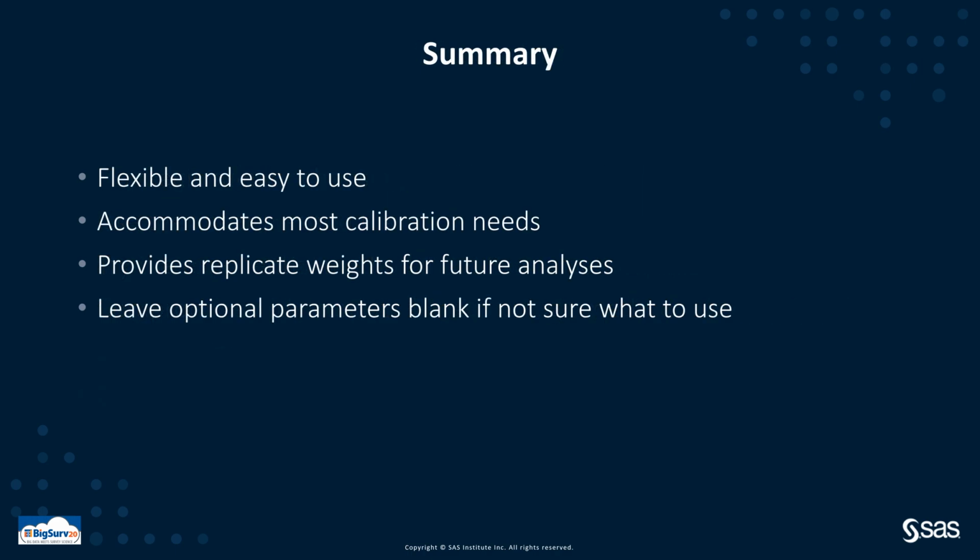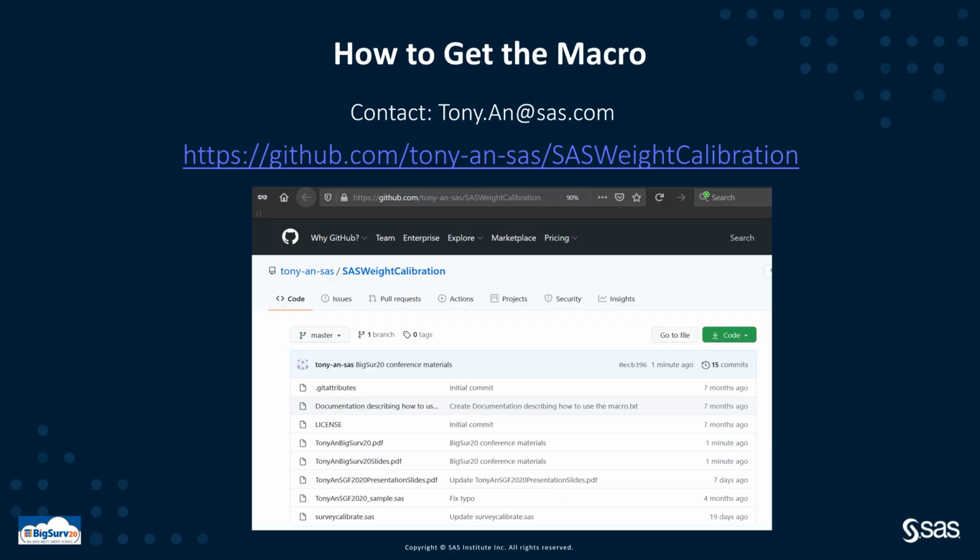In summary, the SurveyCalibrate macro provides a convenient and flexible tool to construct the calibration weights in survey sampling. It accommodates the commonly used calibration methods. It also creates calibration-adjusted replicated weights for future analysis. When you are not sure about an optional parameter, leave it blank and let the macro do its work.